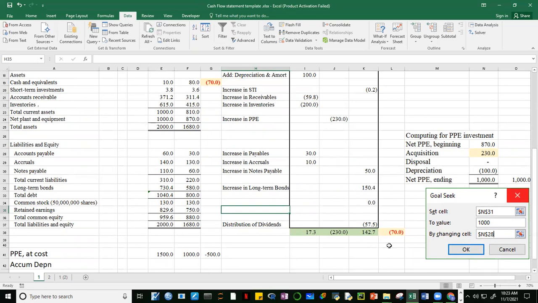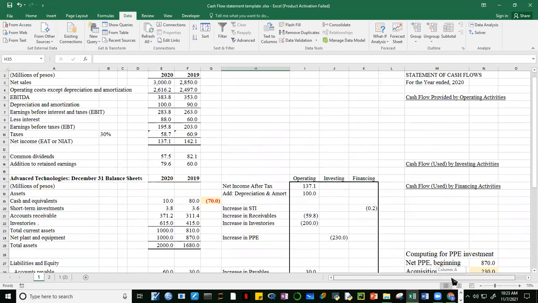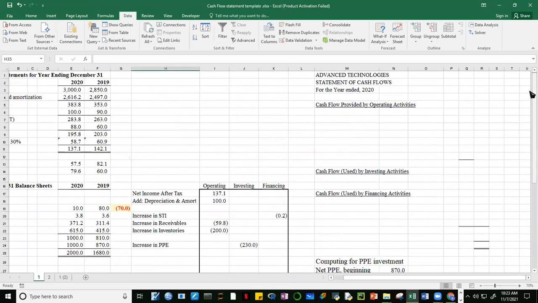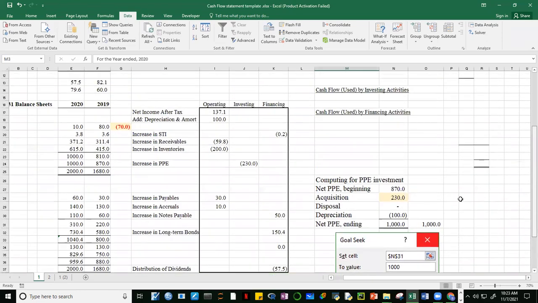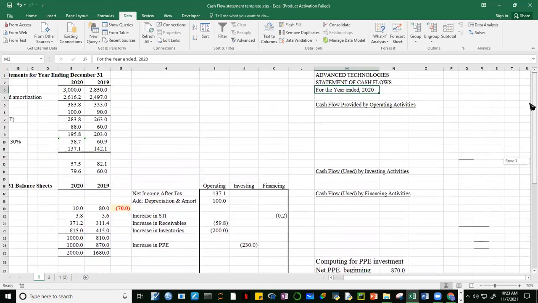All right. So the distribution of dividends. Now we're ready to construct the formal statement of cash flows. So here we have the company Advanced Technologies statement of cash flows for the year ended 2020. Advantage of using this template is that we're just going to transfer everything here. Okay. So operating, investing, financing.